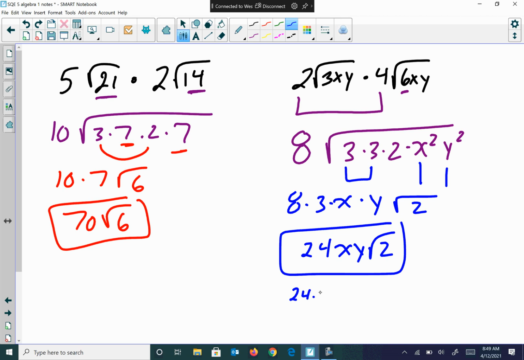Hey, somebody asked the other day, is this answer and is this answer the same? Yeah. When you have things that are all pushed together, that just means they're being multiplied together. You're going to show me that you don't know how to do math by having 24 times x times y times root 2? No, that's the same answer. I'll take either.